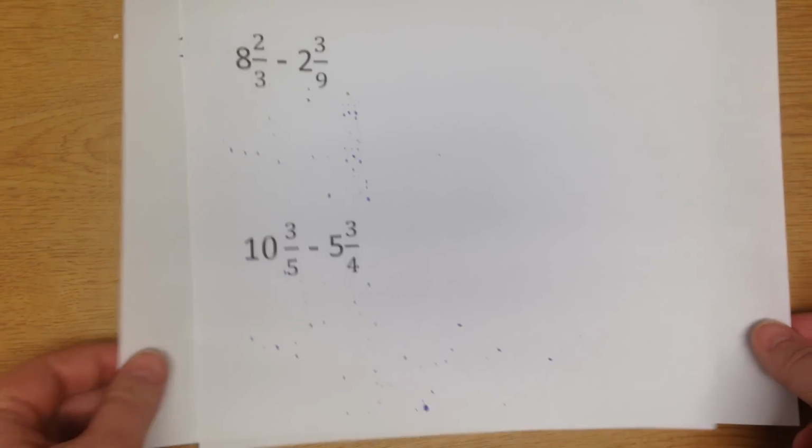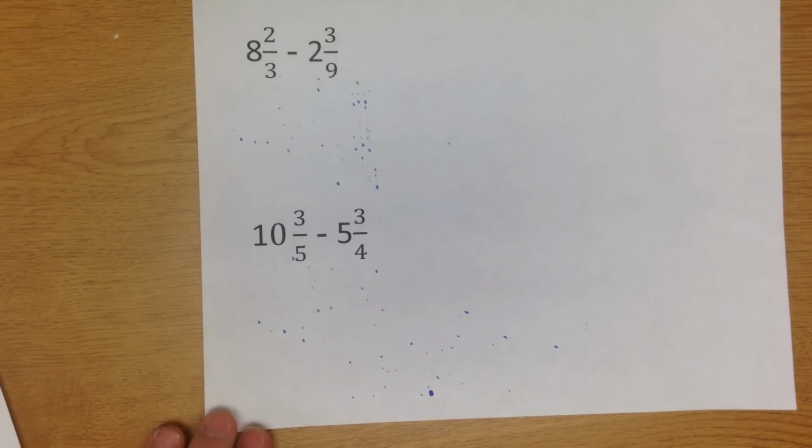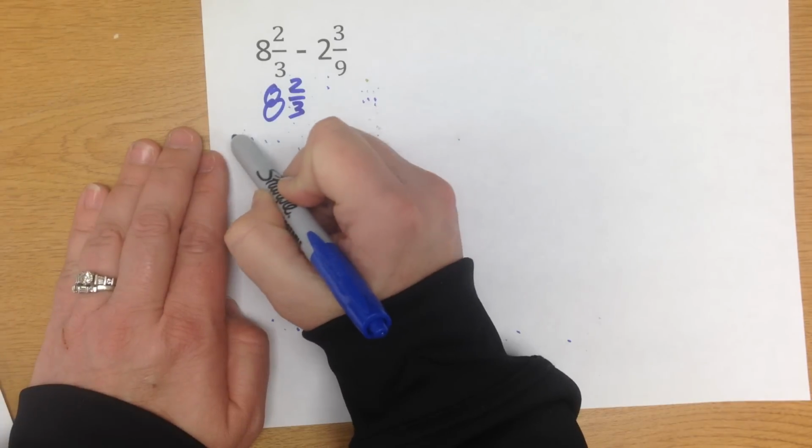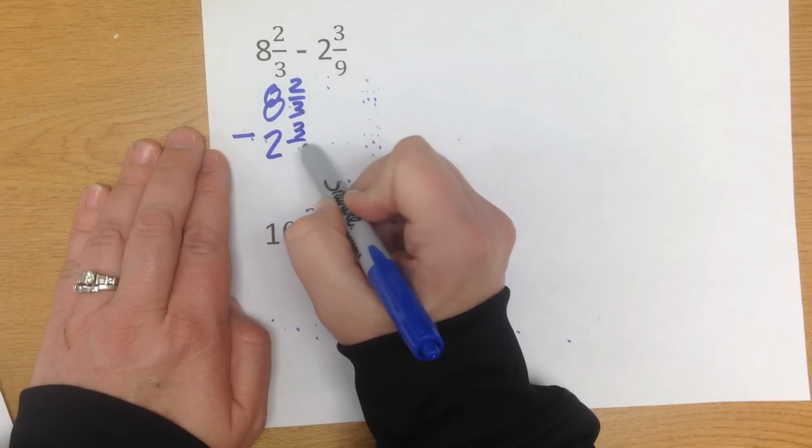Okay, let's take a look at subtraction. In the case of subtraction, you're doing the exact same thing, except you're going to subtract the numerators. So again, I'm going to rewrite them. 8 2/3 minus 2 3/9.